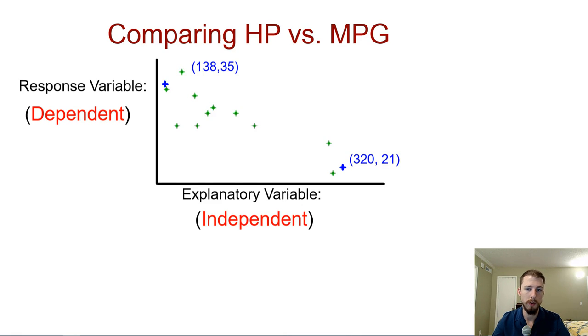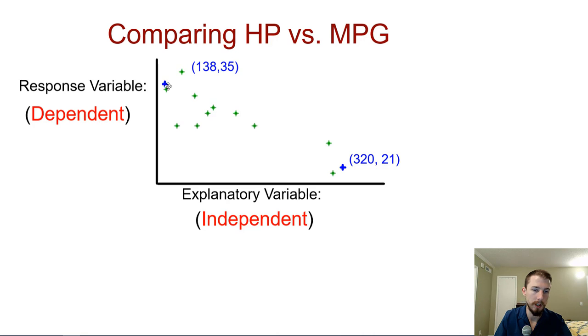So let's go back to our comparing horsepower versus miles per gallon. Whenever we were looking at horsepower and miles per gallon, our explanatory variable, which was the x-axis, was the amount of horsepower that the engine produced, and the response variable was miles per gallon. So each one of these points that we see in our scatter plot represents the x and the y in an ordered pair of horsepower and miles per gallon.